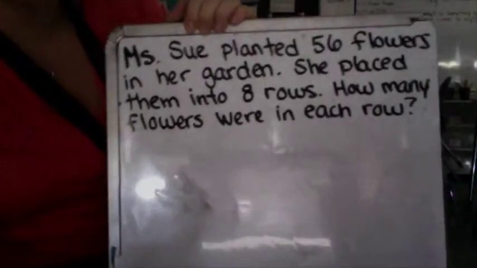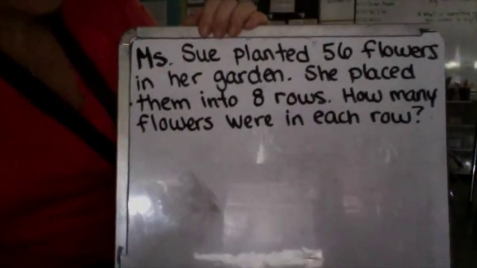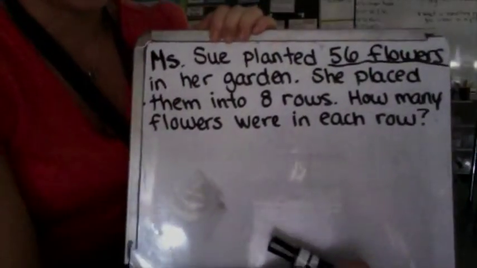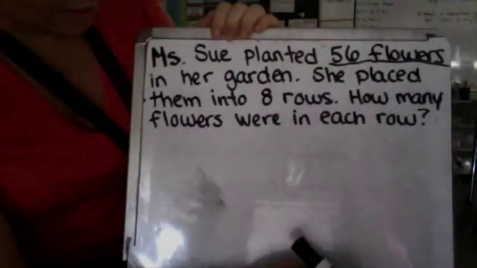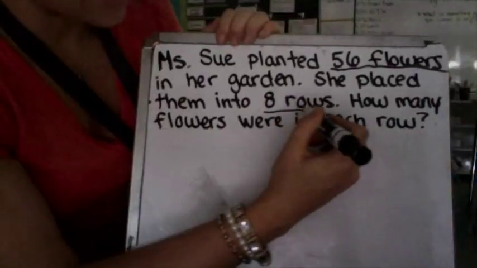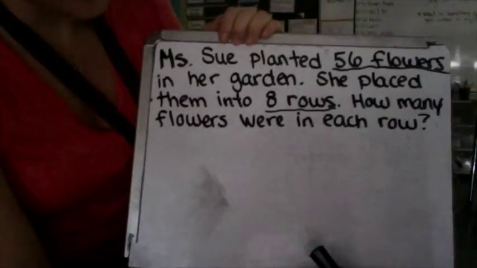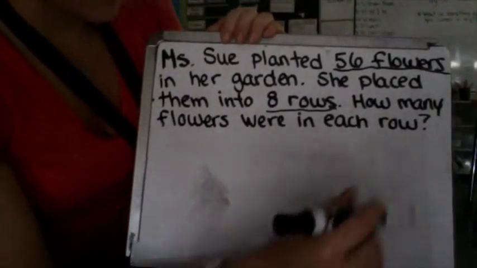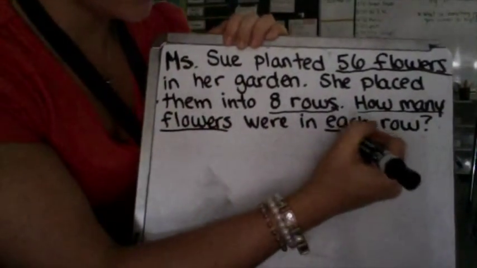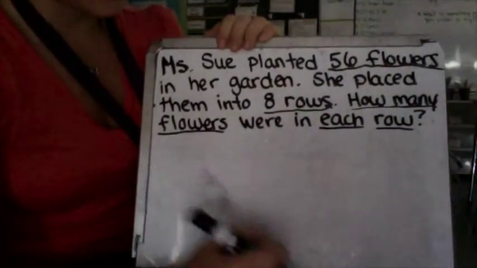So I'm going to read this again, and I'm going to look for my keywords here. Miss Sue planted 56 flowers in her garden. In that sentence, it tells me that she planted 56 flowers. So I know she's got a total of 56 flowers. She placed them into 8 rows. In that sentence there, I know that I have got 8 rows. That makes me think of an array. How many flowers were in each row? So there's my question. I'm looking for how many flowers in each row. That is what I am trying to answer.